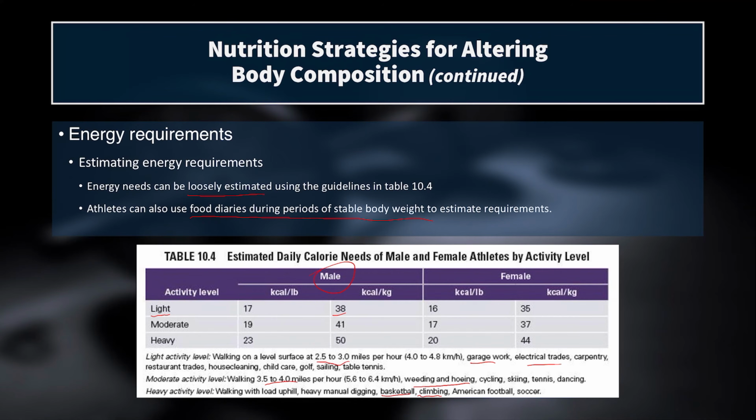I don't know if they are actually less physically active than, say, if we look down in the heavy category where it says climbing or basketball. I mean, who's to say basketball versus tennis? I'd have to see the research proving to me that a tennis player is not burning more calories than a basketball athlete. However, this is what's listed in the textbook, so we're going to go with it. And we can see the different multipliers there, 38, 41, and 50 calories per kilogram per day.